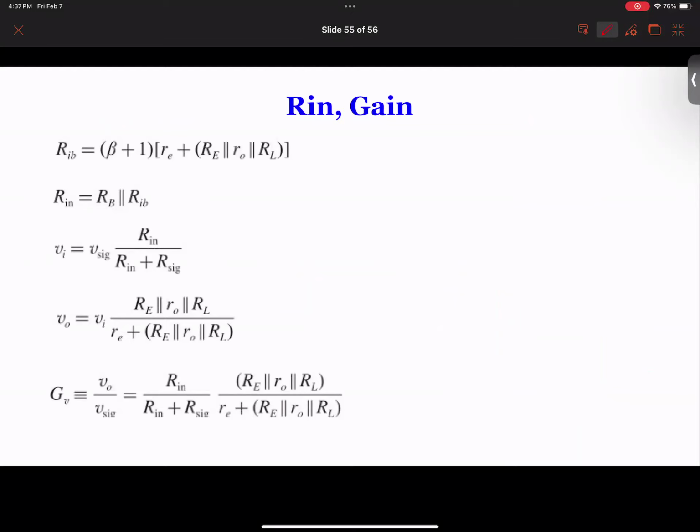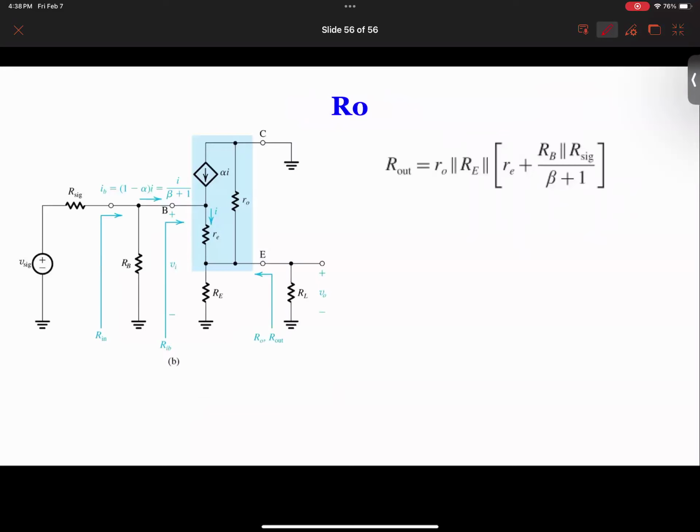I have written down the overall equations. So for the input resistance, step by step, you find that one, and you find the input and then the output, and then the voltage all the way. But really, to find the RO is what I just described before. We need to short the input and eventually apply voltage over here.